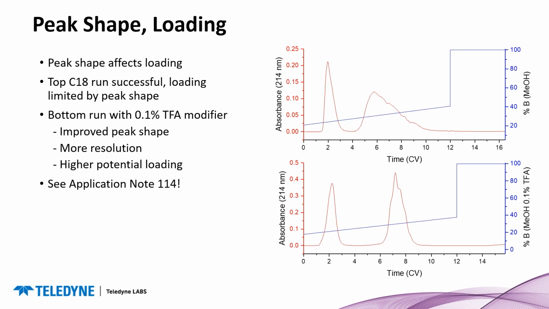Peak shape affects loading. The top run used reverse phase with water and methanol. It is a successful run. The desired peak, the broad peak coming out at around 6 minutes, ran within the gradient and both compounds are resolved. Adding 0.1% TFA to both solvents improved the peak shape and the resolution. With more resolution, more sample can be loaded and the purification is more efficient. If you need to add a buffer or a modifier, run the scout gradient again because the retention will often change.